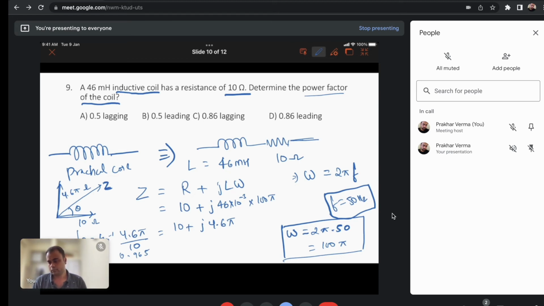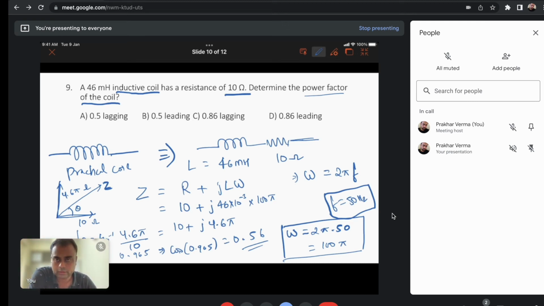So cos of 0.965 becomes 0.56. So this power factor comes out to be 0.5, taking the decimal only up to one decimal point.